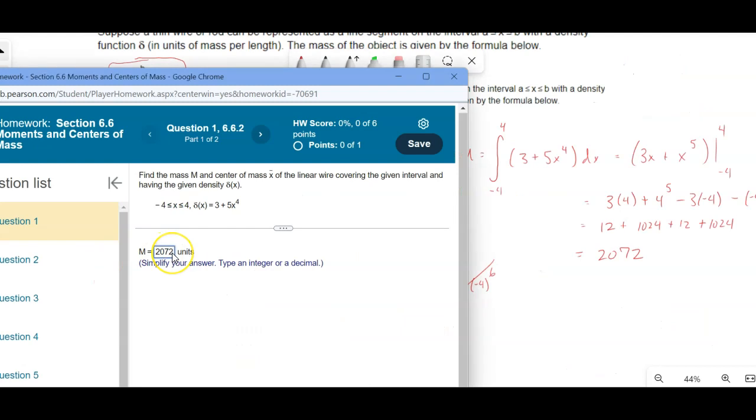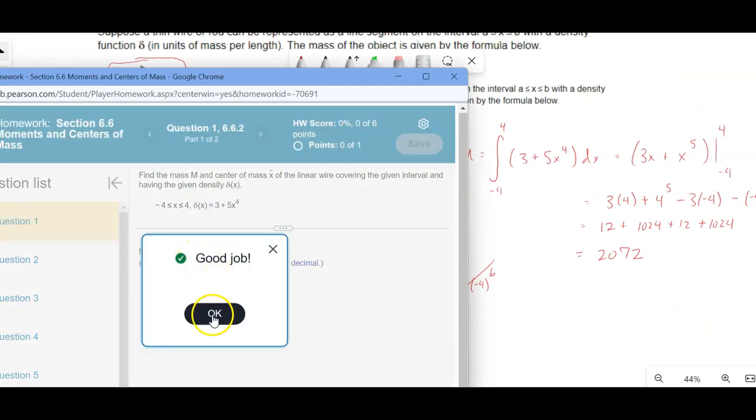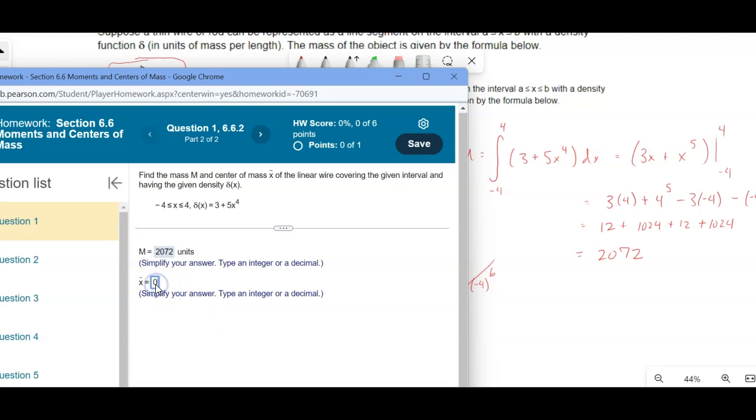Let's put it in here to check it. 2,072 is what I got for my mass, and then my center of mass, I got 0.